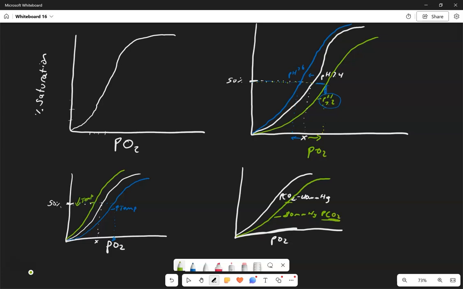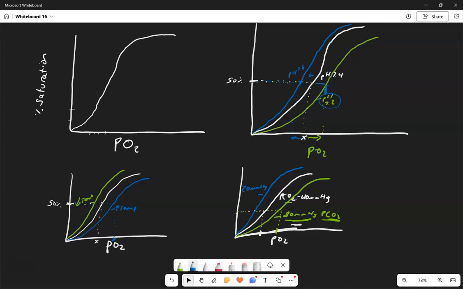Well, if we have more CO2, we want to make it so that our hemoglobin releases our oxygen, right? Because this is what's going to happen at the tissues. Okay, so if we decrease the partial pressure of carbon dioxide, take it down to say 20 millimeters of mercury, it's going to shift it in the other direction.